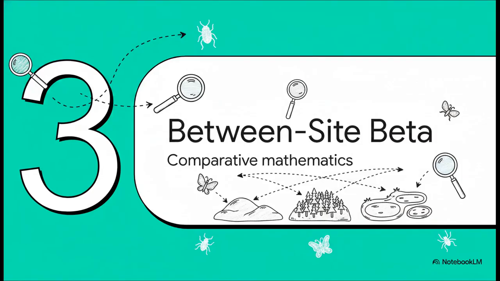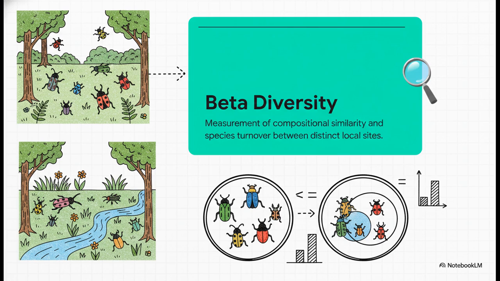All right, on to part 3. Let's zoom out to between-site beta diversity and do some comparative math. Beta diversity is all about comparison. It lets us mathematically evaluate how our insect communities are shifting when we walk from one habitat to the next. So, are the beetles in plot A totally different from the beetles in plot B? Or are we looking at the exact same community, just living a little further down the road?